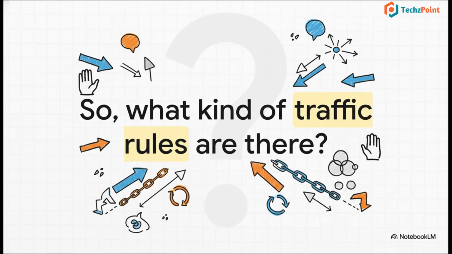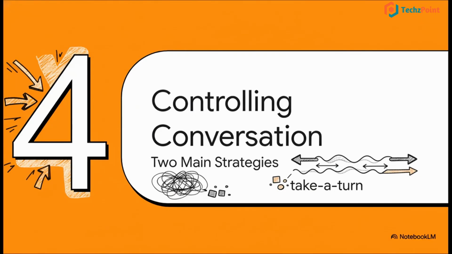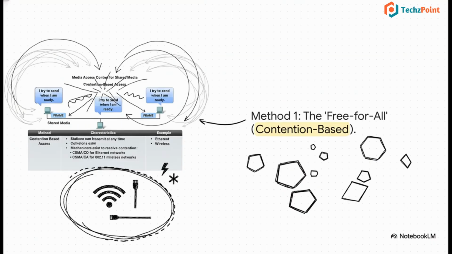So, what do these digital traffic rules actually look like? Well, it turns out there are really two main strategies for controlling the flow of the conversation. The two main ways to do it are kind of like a free-for-all system and a more polite take-a-turn system. And as you can imagine, each one has its own strengths and is used in different kinds of situations.